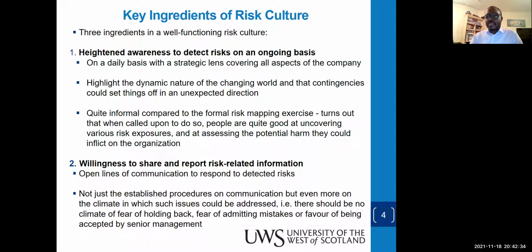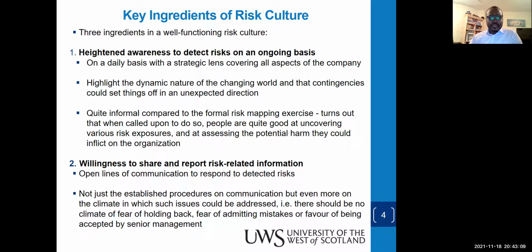Okay. So there are three main ingredients in a well-functioning risk culture: heightened awareness to detect risks on an ongoing basis. It should be on a daily basis, and everybody should look at it from a wider perspective, not just within your area. So if I'm in accounting, I don't just look at the risks that affect the accounting department, but how it even permeates beyond my accounting boundaries. Okay, it goes into marketing, into security, into IT, everyone. So it is more of a bigger picture than that small corner in which you find yourself.